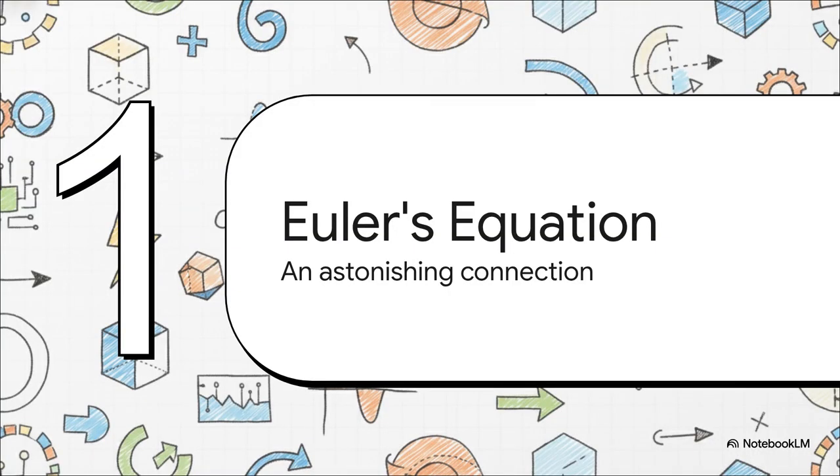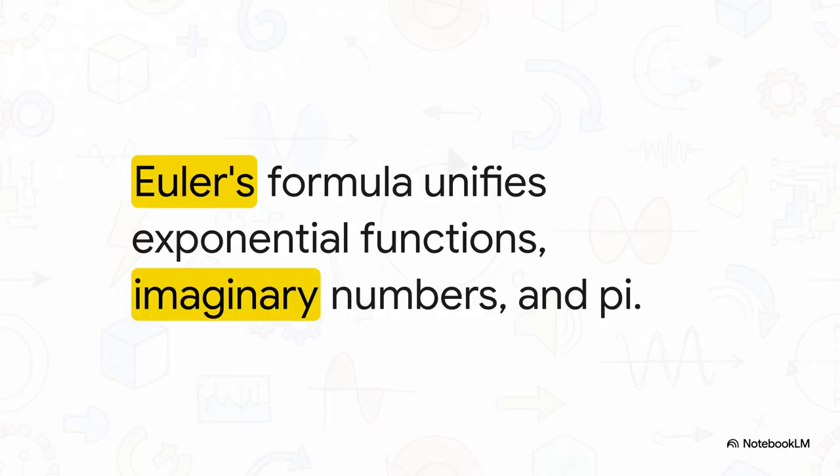Section 1. Euler's astonishing equation. For centuries, mathematicians grappled with these different branches, completely unaware that a single, beautiful bridge existed between them all. And here it is, the main event.